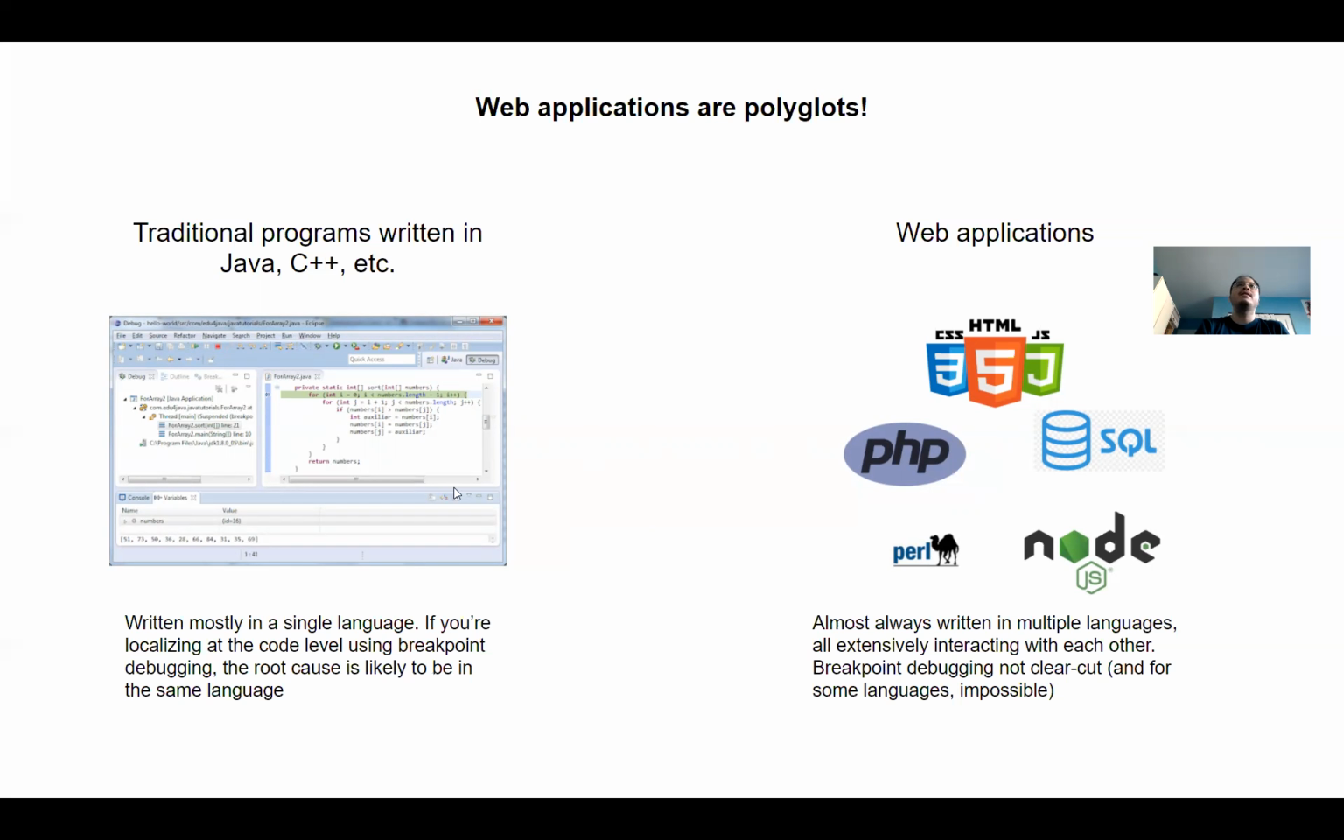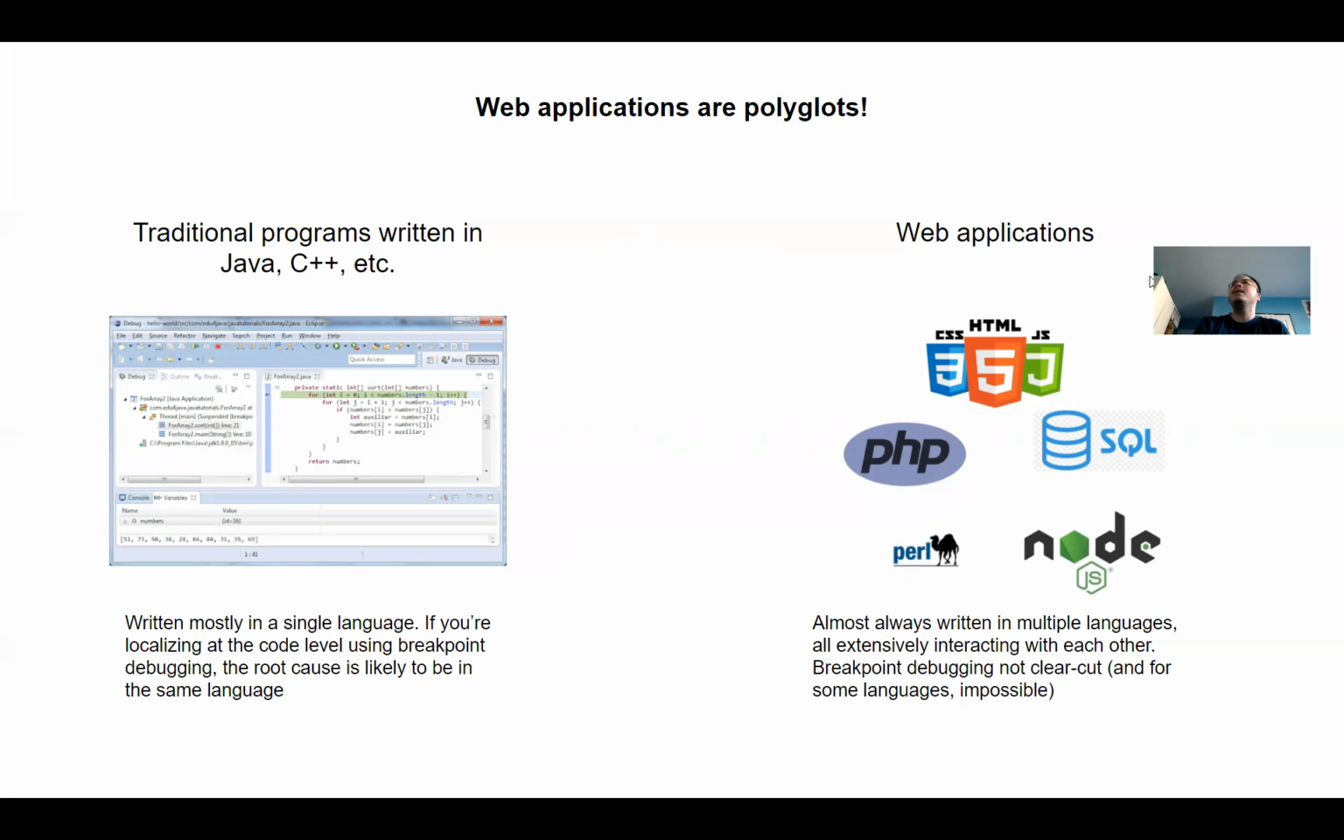So just for a comparison, if you look at traditional programs that are written in Java, C++, all these different languages, most of them are written in a single language. And if you're doing your traditional breakpoint debugging, for example, you would just have to do it as normal. So you'd have your program, you put in a breakpoint, and then you step through the code. And your localization output is very likely going to be within that same language itself, because it's basically homogeneous, right? You're using the exact same language, nothing cross-language happening here.